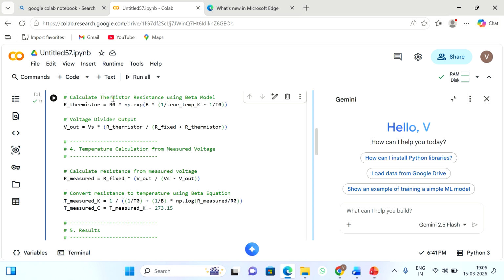So now the principle is negative temperature coefficient. So we know that temperature and resistance are inversely proportional, and then it will use the beta equation. Temperature is calculated by using the beta equation, and in general T is equal to 1 divided by (1 by T naught plus 1 by B ln R by R naught). So this measured R means whatever value we have kept.